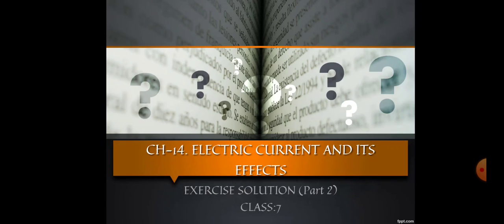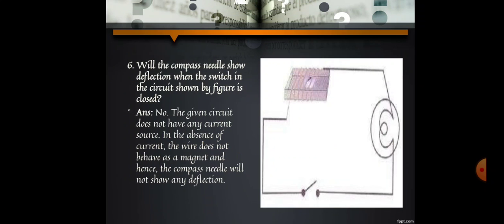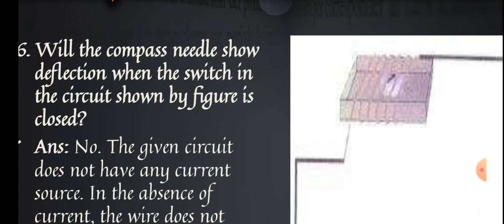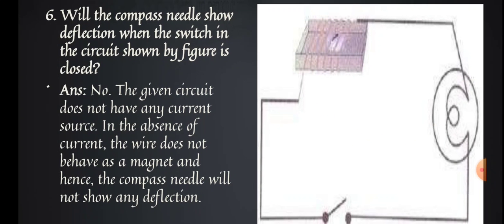So here comes the first question: will the compass needle show deflection when the switch in the circuit shown by the figure is closed? So let's observe the circuit. Inside the circuit, one box is there, and the wire is coiled around it in a proper manner and attached with the bulb, and both wires' rear ends are attached to the switch.